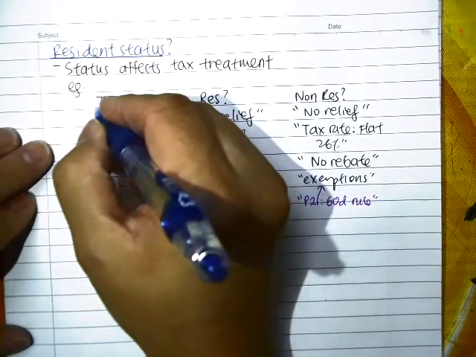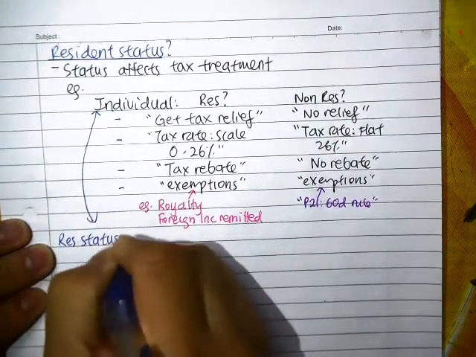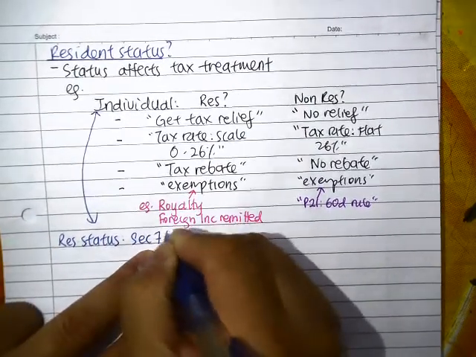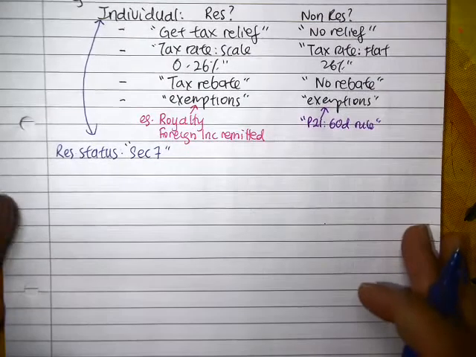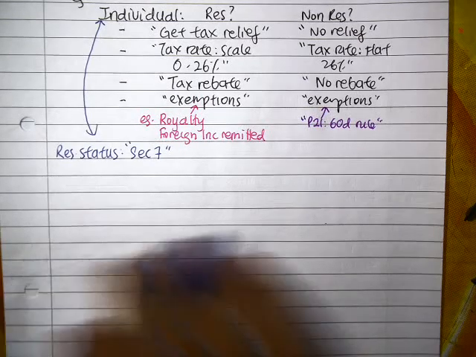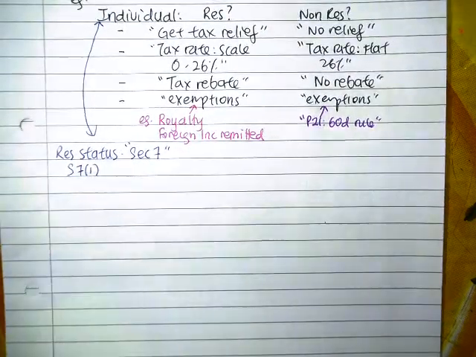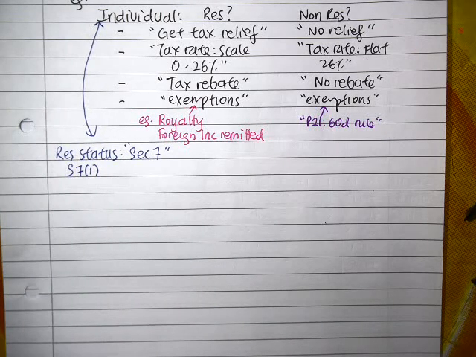Now, for an individual, how do you determine resident status? You follow section 7. If you recall, resident status for an individual, we follow section 7. We're going to look at the provision of 7.1, where we will count the number of days that an individual is in the country. Correct? But when we start counting the number of days, how do you determine what is a day? What does the law say?